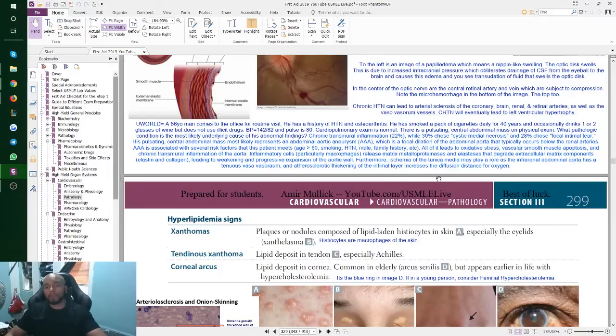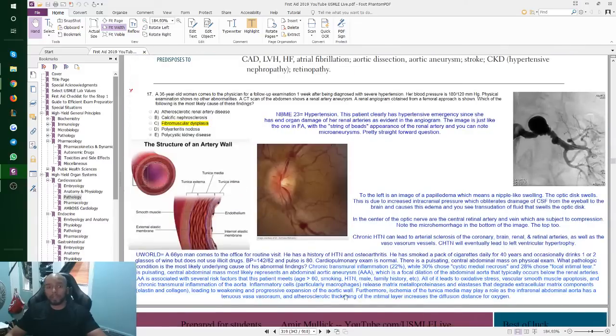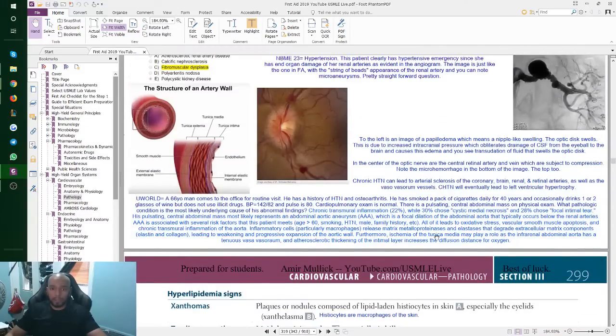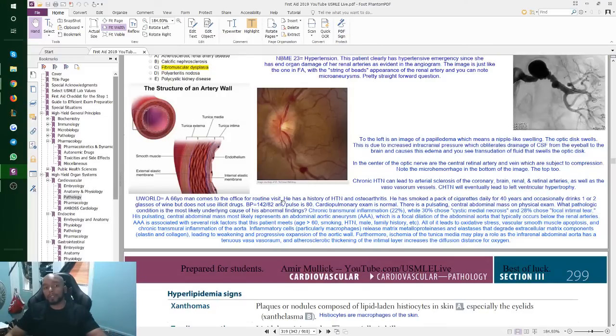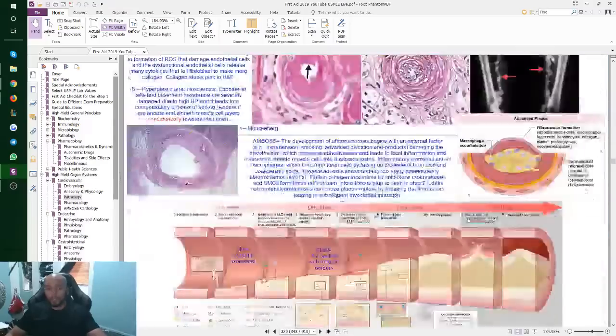Furthermore, ischemia of the tunica media may play a role, as the infrarenal abdominal aorta has a tenuous vasa vasorum, and atherosclerotic thickening of the intimal layer increases the diffusion distance for oxygen. So it's really important anatomy to remember about your vasa vasorum. They just mentioned infrarenal, below where the renal arteries are. Below the renal arteries is where you would get your abdominal aortic aneurysm.